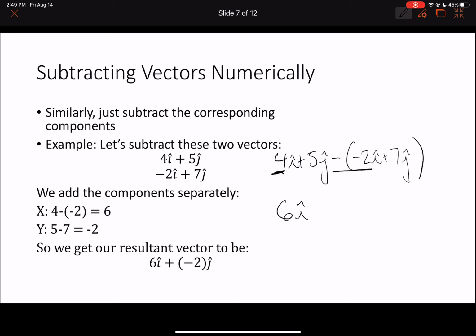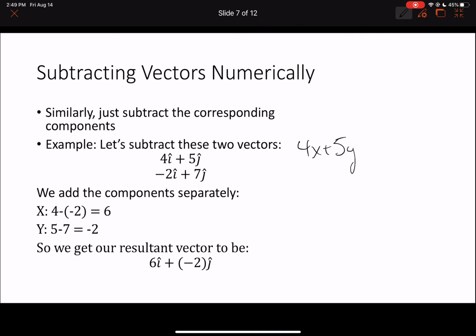And we have 5j hat minus 7j hat. And so we get a minus 2j hat here. Or if you want to write 6i hat plus negative 2j hat, that is just as fine. Again, if this is confusing, replace the i hat and j hats with x and y's. It'll become a little bit easier. So let me show you what that looks like. We have 4x plus 5y minus 2x plus 7y.